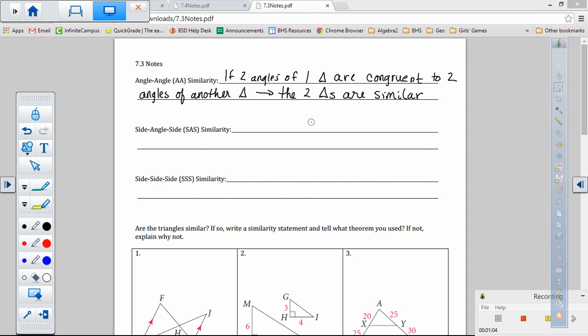Okay, so that sort of looks like, let's say these two, and I'm telling you that these two angles are congruent and these two angles are congruent. I'm saying that if the two angles of one are congruent to the two angles of another, then that is enough to say that the two triangles are similar to each other. Okay? We can say that they are similar. One has been blown up or reduced compared to the other one.